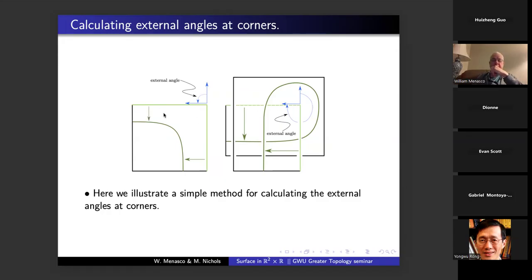On this sheet right here, if we're interested in that external angle here, you just take a push off in this direction, and you calculate the partial turning between here and here. You can orient this in either direction, and you get that angle. You do a similar thing here. You take a push off of a neighborhood of that corner here, and you get this loop that goes around. And so from here to here, you compute its external angle.